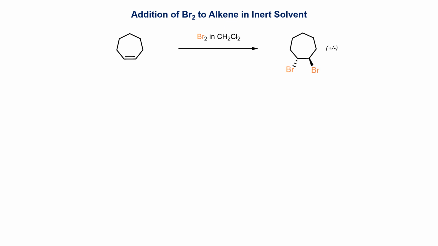This reaction is used as a colorimetric test for alkenes, as the deep orange color of the bromine is lost when addition occurs and the dibromide is formed.